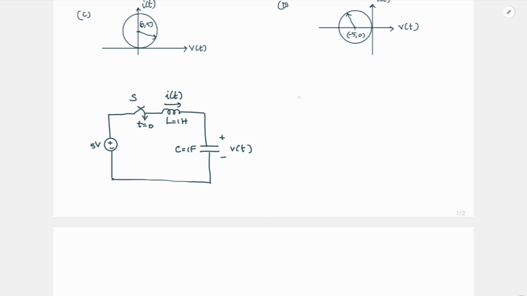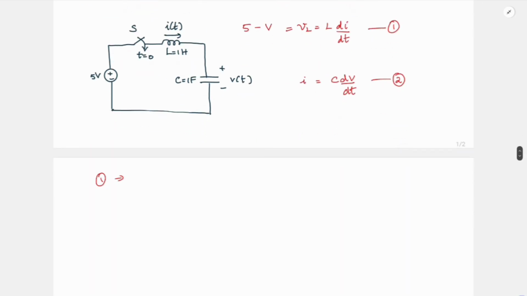So for the inductor, what we have? VL is equal to L di by dt. Here IL and I are the same, so I'm writing it as I. And what is VL here? It is phi minus V of t. So phi minus V is equal to L di by dt. And can we write down the same for the capacitor? For the capacitor, IC is equal to C dV by dt. VC is the same as V, and IC is the same as I. So I is equal to C dV by dt. Let me consider these as equation 1 and equation 2.